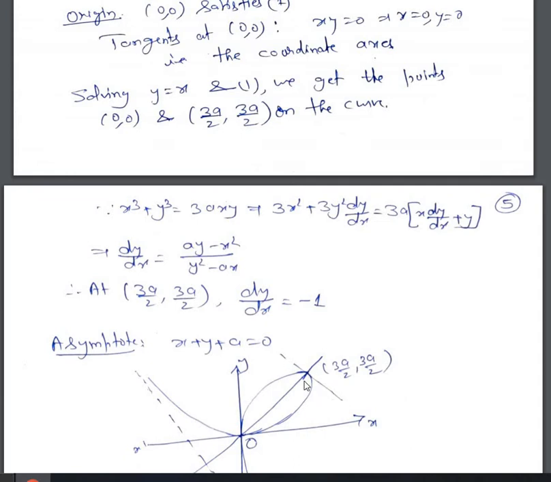Now to find the slope of the tangent at this point, we differentiate: 3x square plus 3y square dy by dx is equal to 3a into x dy by dx plus y. So from here we get dy by dx is equal to (ay minus x square) upon (y square minus ax). So at 3a by 2 comma 3a by 2 we obtain dy by dx is equal to minus 1. So dy by dx is equal to minus 1. That means the tangent will make an angle of 135 degrees with the x-axis.